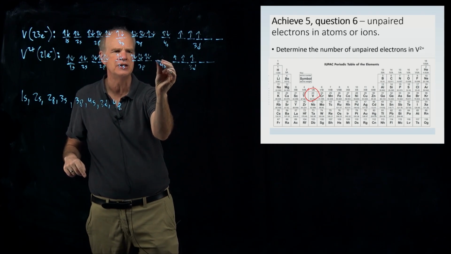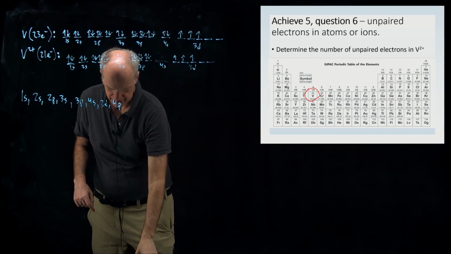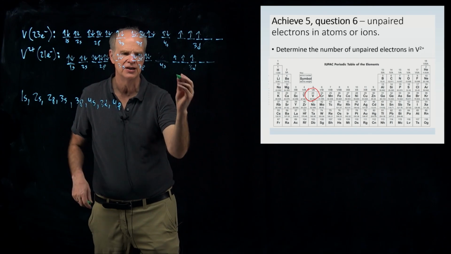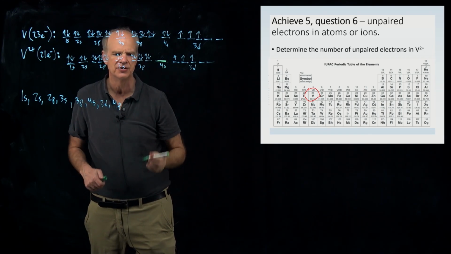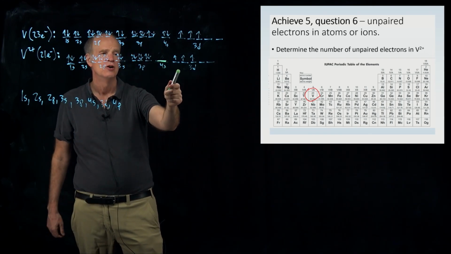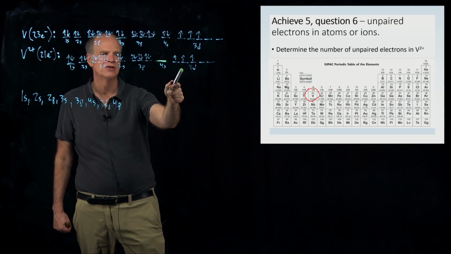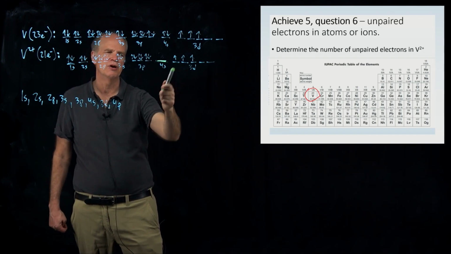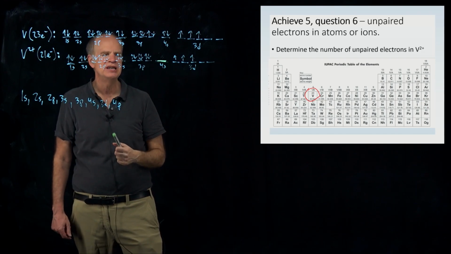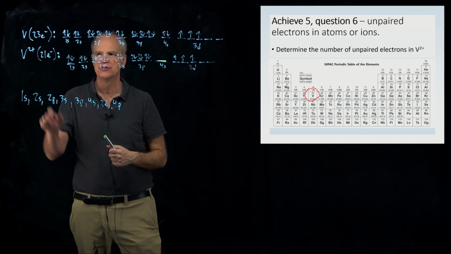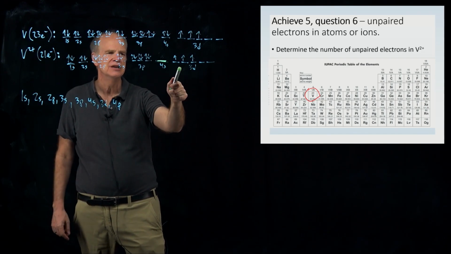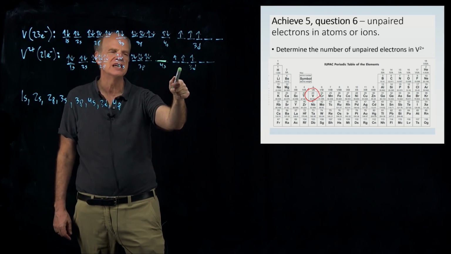And you can see here that there are no electrons in the 4s. No electrons in the 4s. We still retain 3 electrons in the 3d. And so the question asks, how many unpaired electrons are there in the vanadium cation? And what you can see is the answer is there are 3 unpaired electrons.